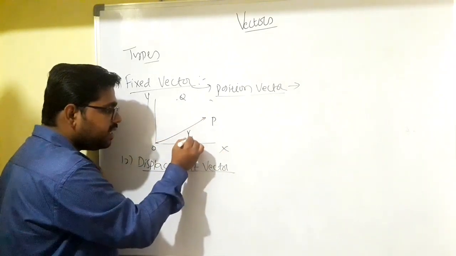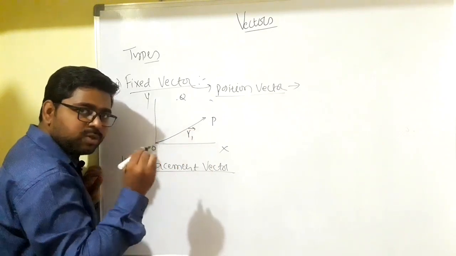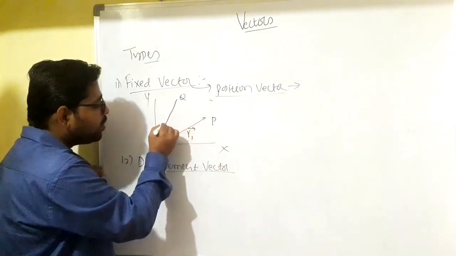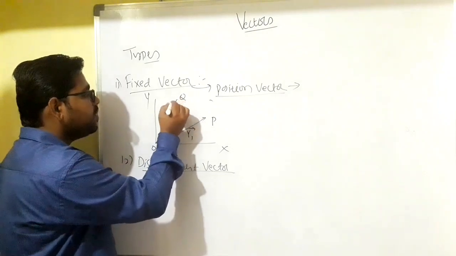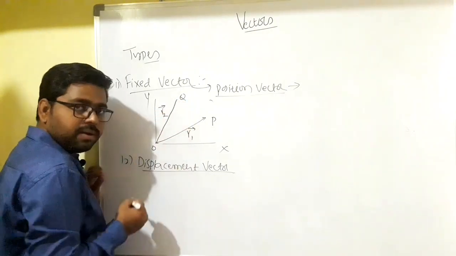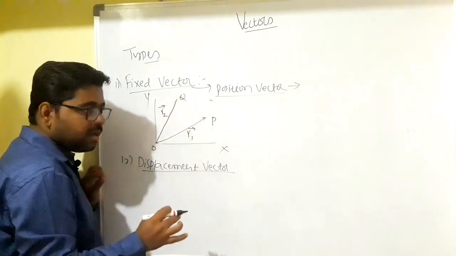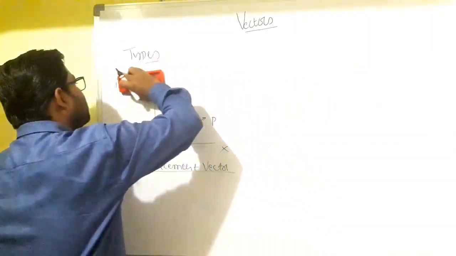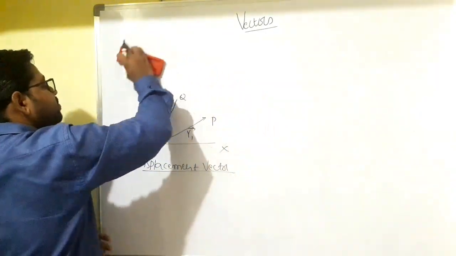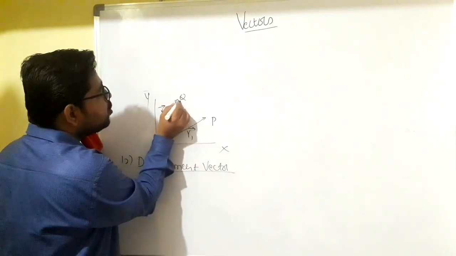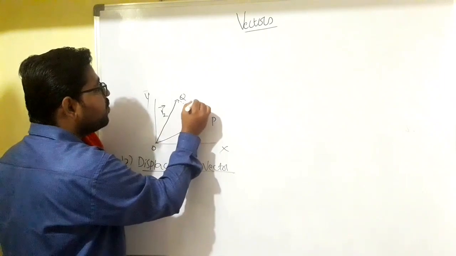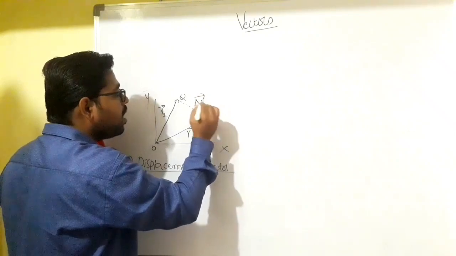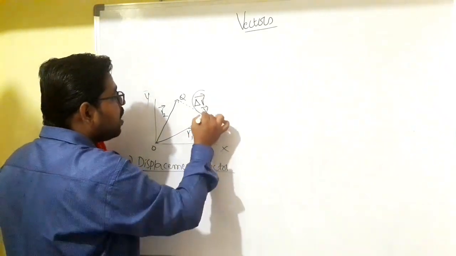Let us write it as the R1 vector, which represents the position. After some time, the particle moves from here to here. The new position of the particle is the R2 vector. So it has moved from point P to point Q. Now it has got displaced. To express this displacement, we join these two points like this. This particular length we call delta R, or simply R vector. Delta R vector and R vector are both the same.